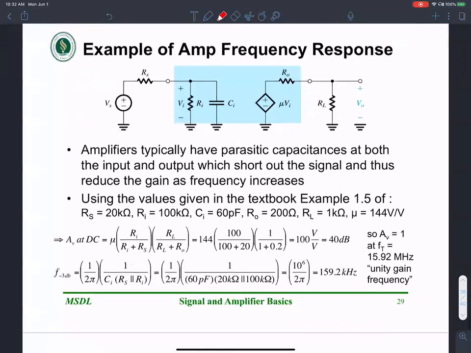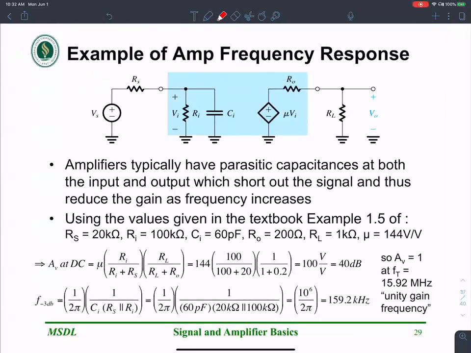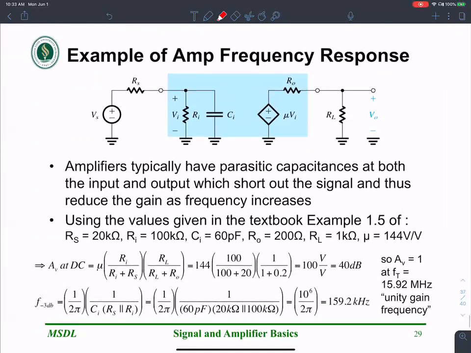So here is an example that we can understand and solve in terms of the frequency response. Amplifiers typically have parasitic capacitances at both the input and output, which short out the signal and thus reduce the gain as frequency increases. So let's do a little mental thought experiment. There is a parasitic capacitance, CI. What do you think happens at really, really high frequencies?